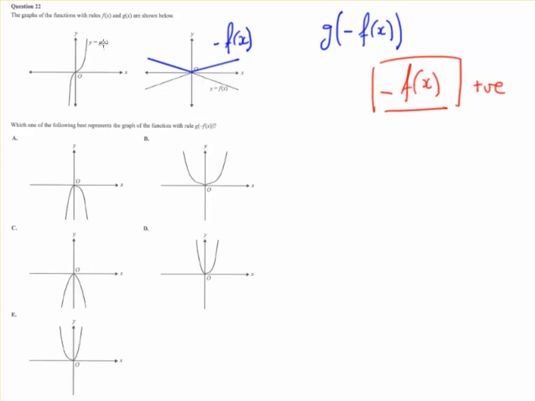Whenever g of x gets an input, whenever its argument is positive, we're guaranteed a positive quantity as well. Because look, for all positive x values of g of x, we get positive y values. So any positive inputs to g of x are going to give positive outputs, and negative f of x is always positive. So these options where we're always negative don't work. We know that g of negative f of x is always positive. Now we're left with three options.